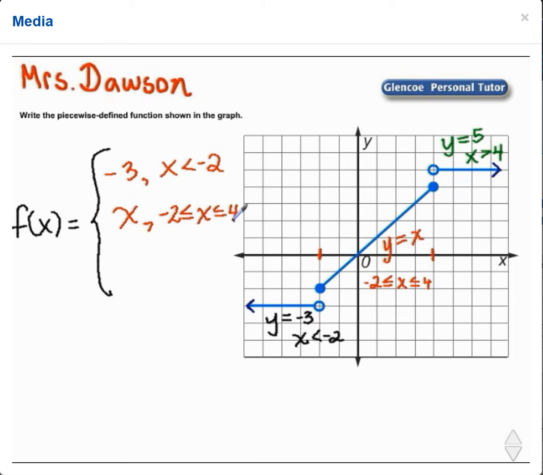In other words, negative 2 is less than or equal to x, and x is less than or equal to 4. And then the last piece of the piecewise is y equals 5, or f of x equals 5, for x values which are greater than 4. We have 3 pieces on the piecewise and 3 pieces in the function notation.